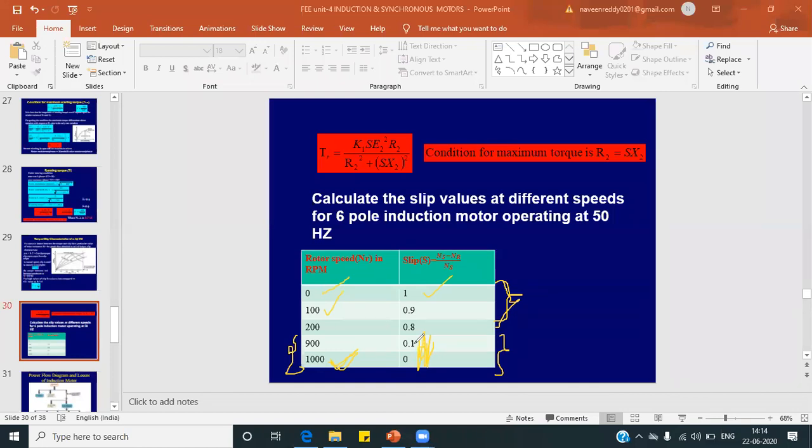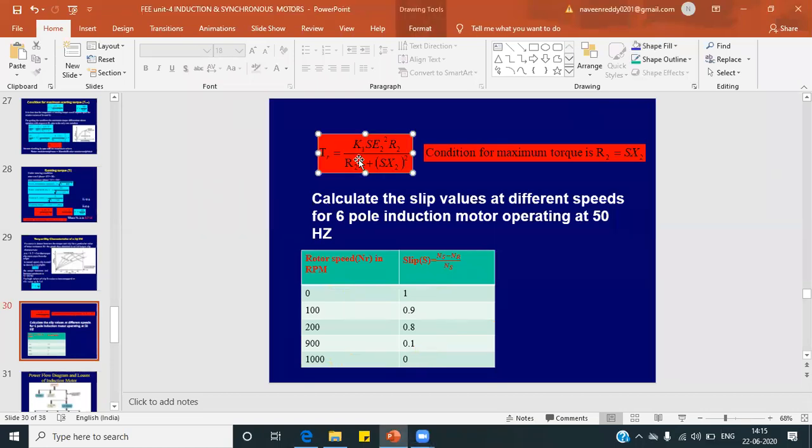So now, you remember these values. During starting, slip values are high, right? During running, slip values are low, right? So now let me clear off all the things. Now I will just copy this equation, Control C.